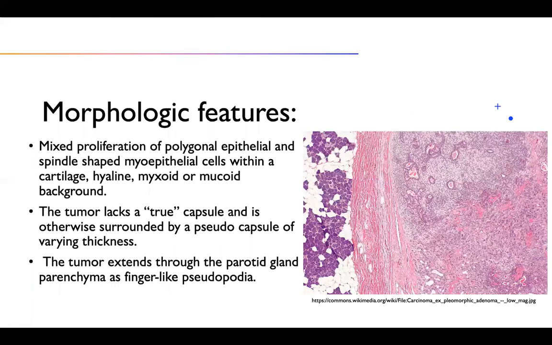Morphologic features, like I said before with the histo, you've got epithelial and spindle-shaped myoepithelial cells with either a cartilage or hyaline or myxoid or mucoid background, which is why sometimes it can be a tan-gray color. It can be a blue, kind of translucent, cartilaginous color. The tumor lacks a true capsule and is otherwise surrounded by a pseudocapsule, which can vary in thickness. If it transforms into the malignant form, the tumor then extends through the parotid gland parenchyma as finger-like projections.